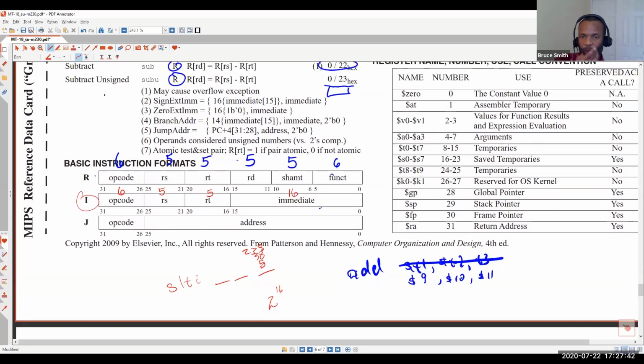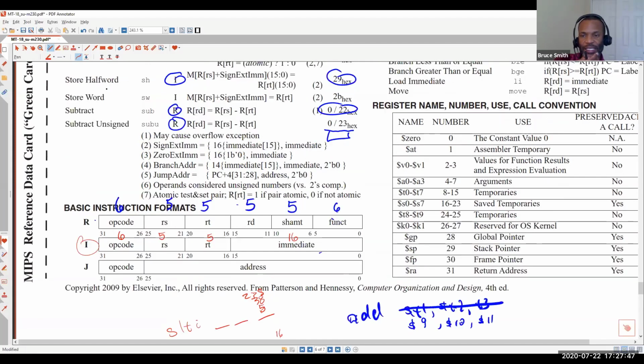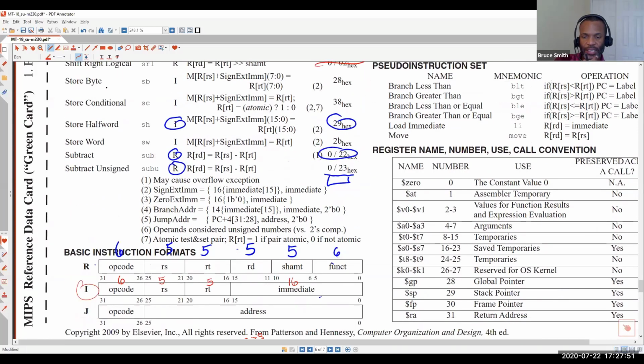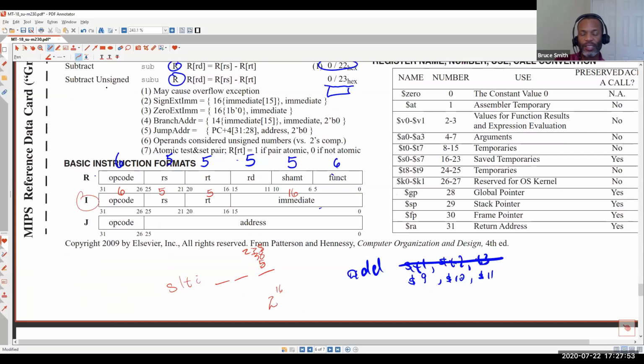So it would be something on the order of 2 to the 16, and that's the set on less than immediate. And since it also has sign information, it's more like 2 to the 15 is the largest magnitude that we can work with. So it cuts it in half since we're actually dealing with sign related information, but I'll keep it simple and just use positive values here.